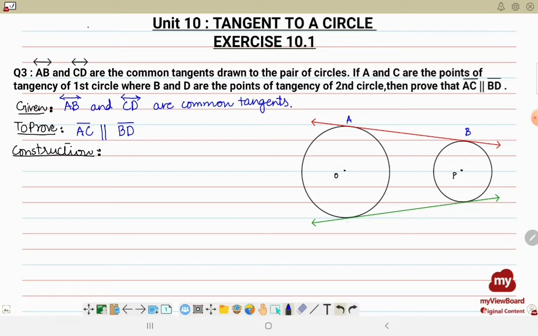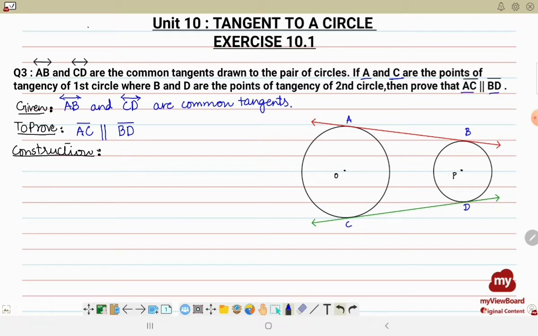And then CD is this tangent, the one in the green color. As already said, A and C are the points of tangency of the first circle, and B and D are the points of tangency of the second circle. Point of tangency means where the tangent line meets the circle. Now prove that AC and BD are parallel.